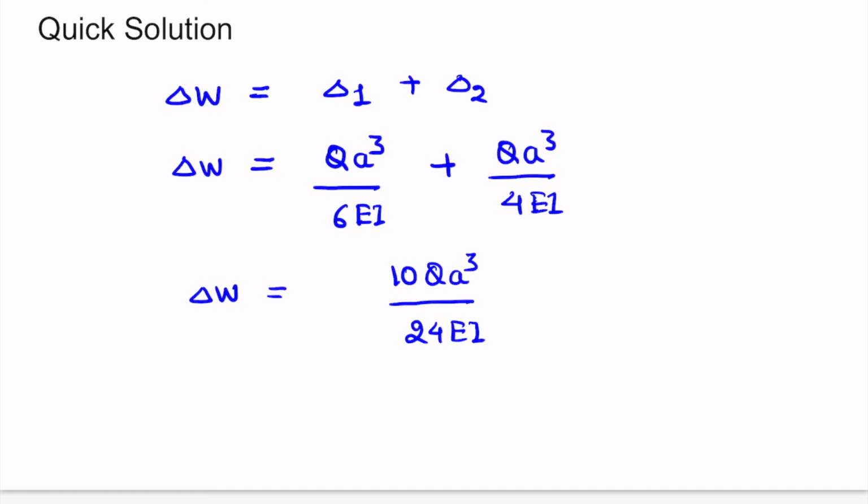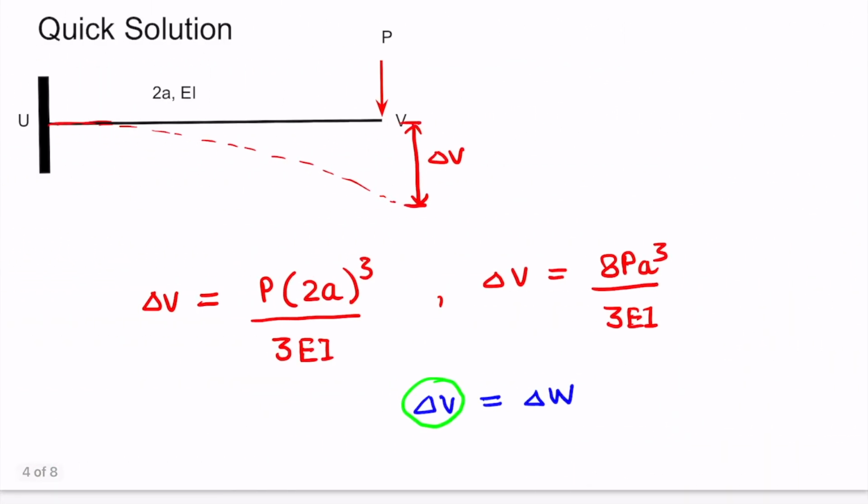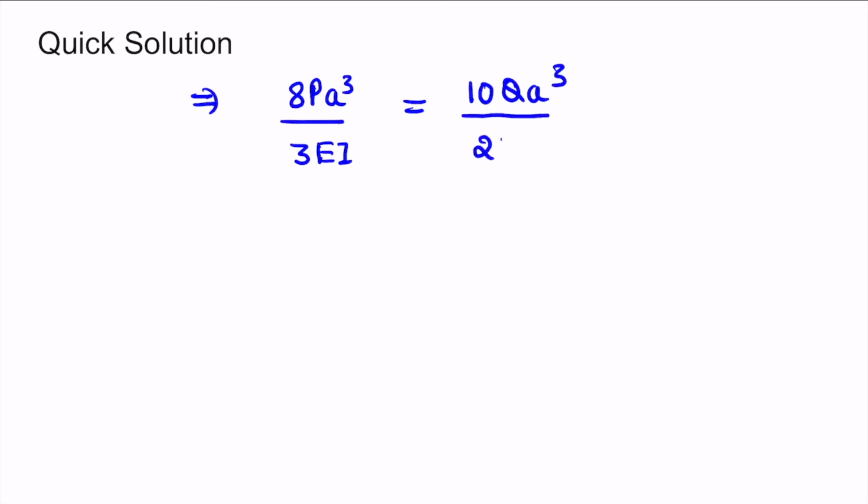Right? So now we'll equate the value of delta V and delta W to finally get our value of Q. So let us equate them. What is the value of delta V? Delta V is 8PA cube by 3EI. And what is delta W? It is 10QA cube by 24EI.